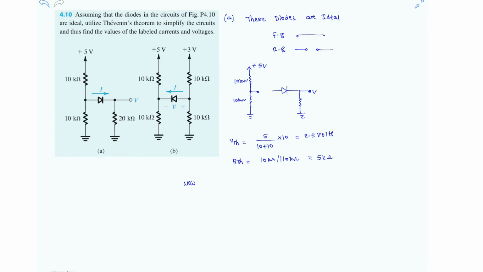Now let's replace this part of the circuit with its Thevenin's equivalent circuit. So it is 2.5 volt. It is 5 kilo ohm resistor. Here is our diode. Here it is a 20 kilo ohm resistor. Here it is the required value of voltage. This is the current I. This is 20 kilo ohm resistor.